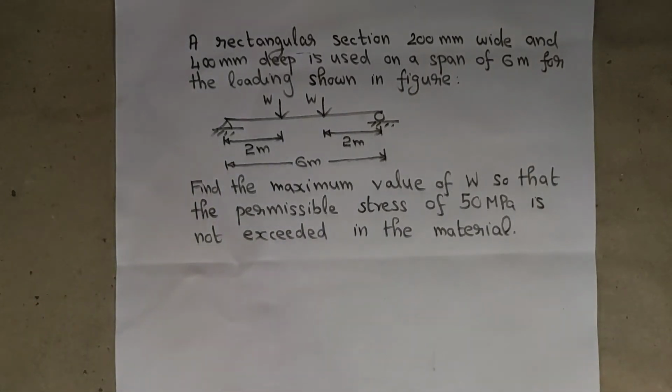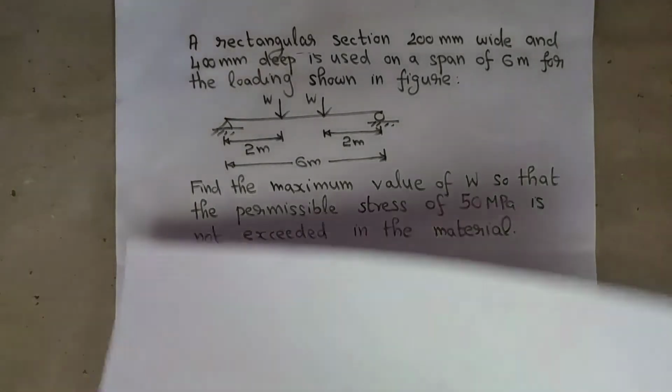This is an example problem from the topic theory of flexure or theory of pure bending. And to solve this example, we will use the formula M by I equal to sigma by Y.